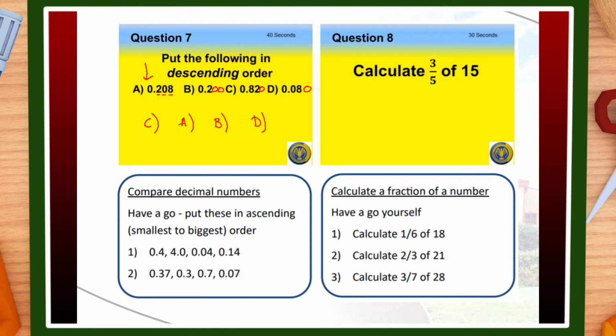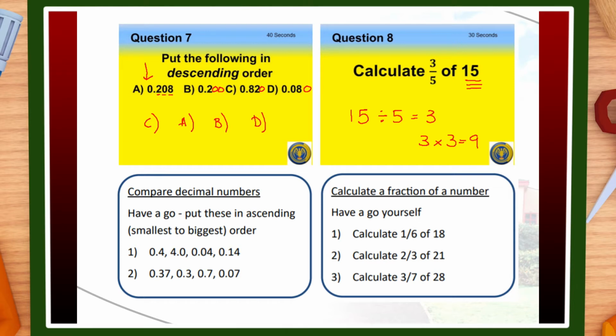Question 8, calculating a fraction of a number. Our advice, to find a fraction of a number, divide by the bottom, the denominator, and then multiply by the top, the numerator. So you take your number that you're working with, in this case 15, divide by the bottom, split it into 5 parts so that each part is 3. Okay, and that's 1/5 we found there, but we want 3/5, so we need to take that answer and multiply it by the top, the numerator, to get 9.